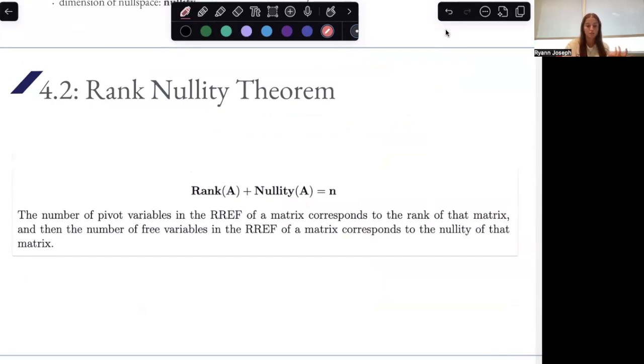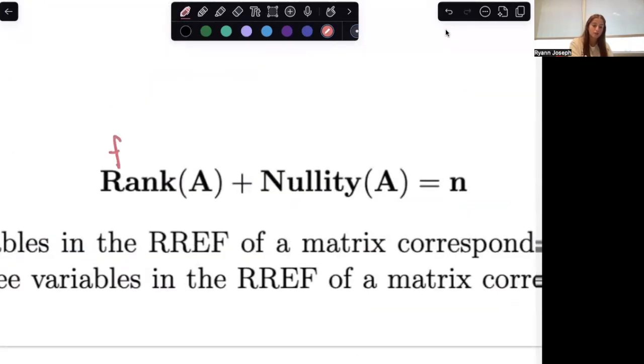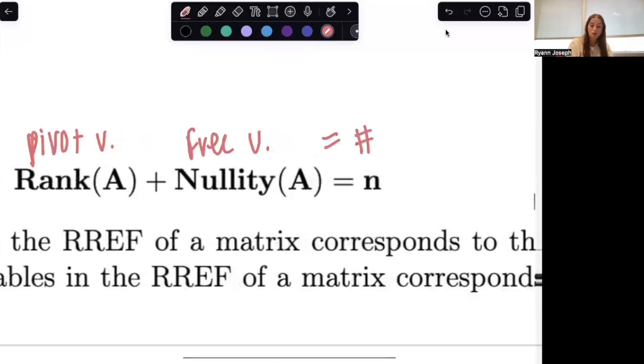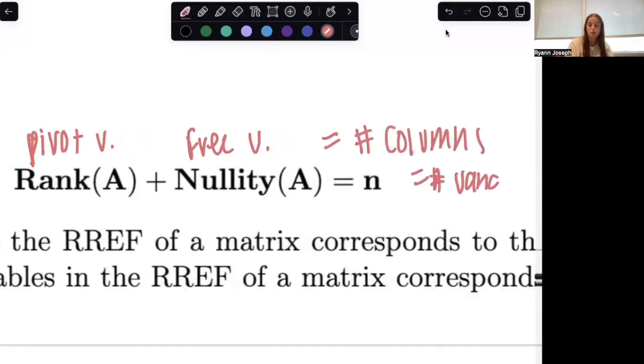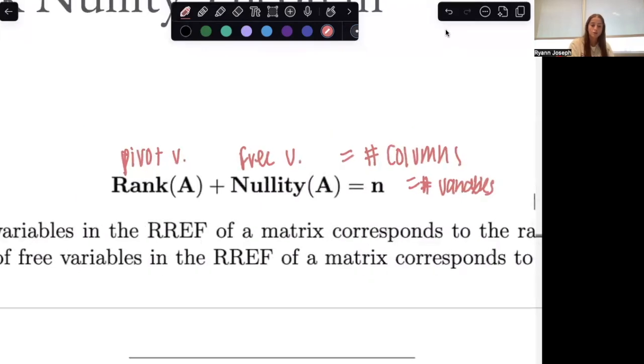So in this case, just by reading the definition, the number of pivot variables in the reduced row echelon form of the matrix corresponds to the rank of that matrix. And then the number of free variables in the reduced row echelon form corresponds to the nullity. So the rank is equal to the number of pivot variables, right? And then the nullity is the number of free variables, which equals the number of columns, which we know is equal to the number of variables. So that just makes sense, but relating pivot to rank and free variable to nullity is going to help you a lot in this class.